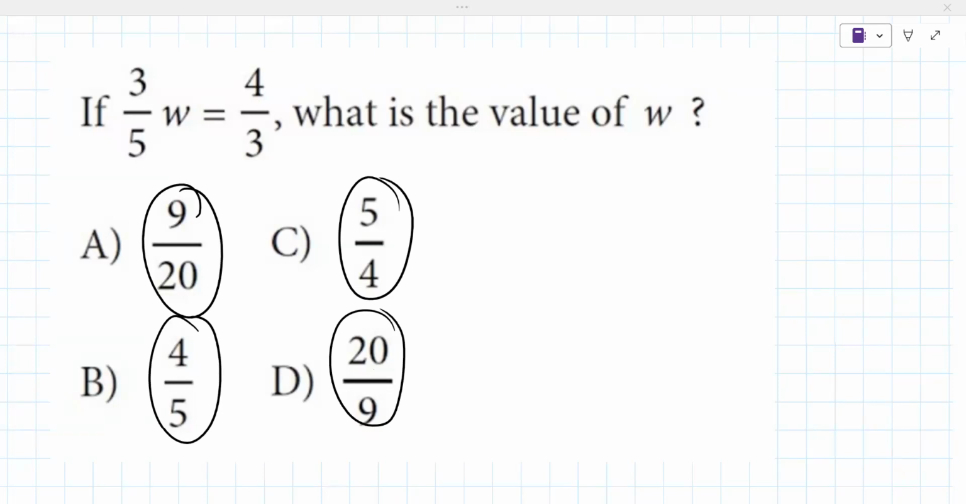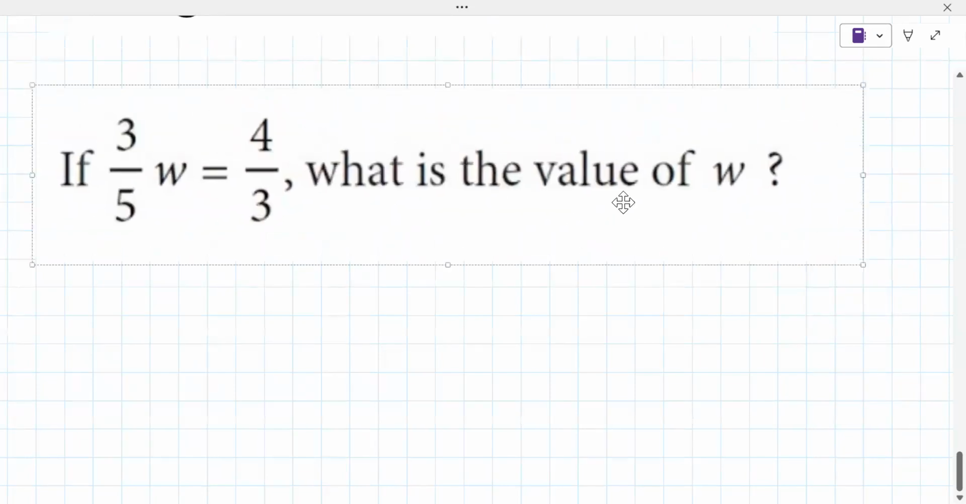Give me a moment here to get this snipped the way I want. All right. Okay, so which answer did you try first? A, B, C, or D?